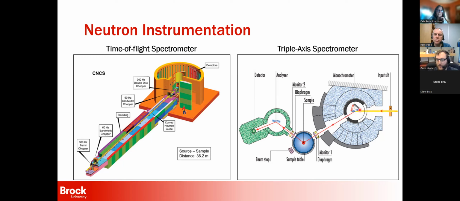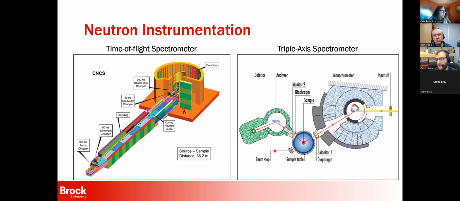Based off the angle of the bounce off the monochromator, that selects for a certain energy. And then again, you guide it to a sample space here. Here you only have a single detector. So you have a detector arm that moves around and you can analyze the final energy with basically another monochromator crystal and then detect the neutrons with helium-3. So that's a very quick overview of how neutron instrumentation works.